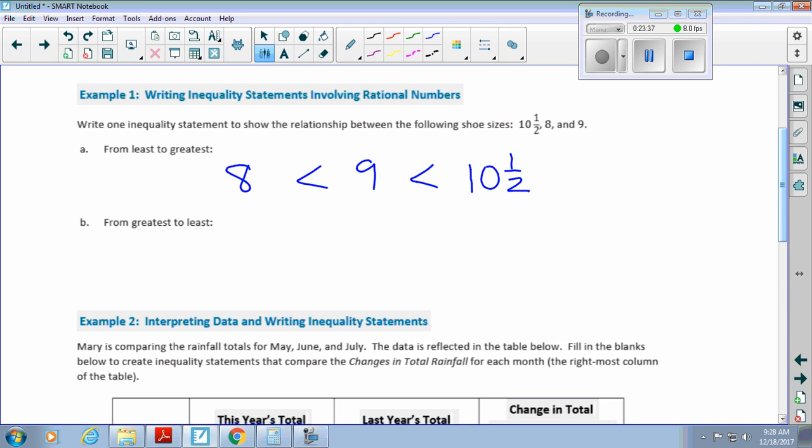Now we're going to do greatest to least. So what's my first number? 10.5. Good. Leave a space. Middle number stays the same, and then 8. All right, so 10.5 is greater than 9, which is greater than 8.